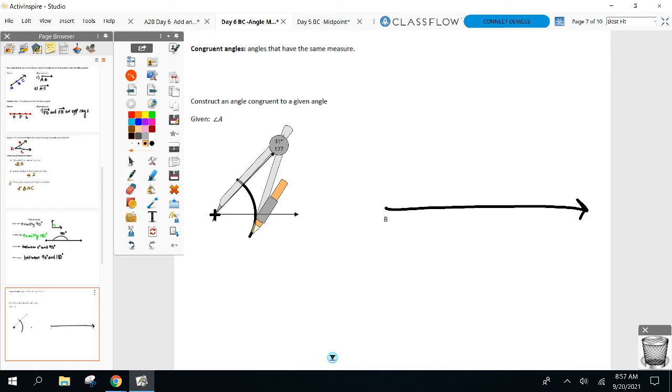Okay, take your time. I know it's still awkward with the compass. Keep the same opening. Go over to endpoint B, and make another arc that goes through your ray. So I'm going to make this same arc that goes through that ray with endpoint B. And I'll wait because these next two steps are a little complicated.